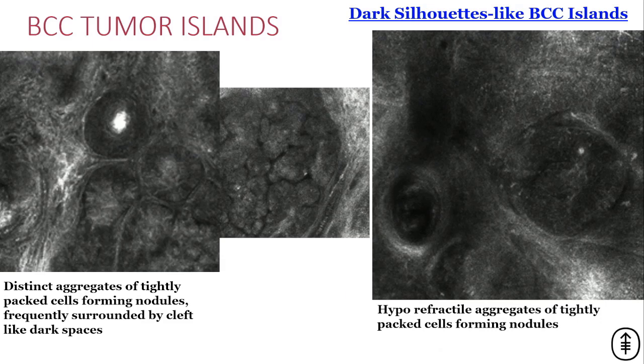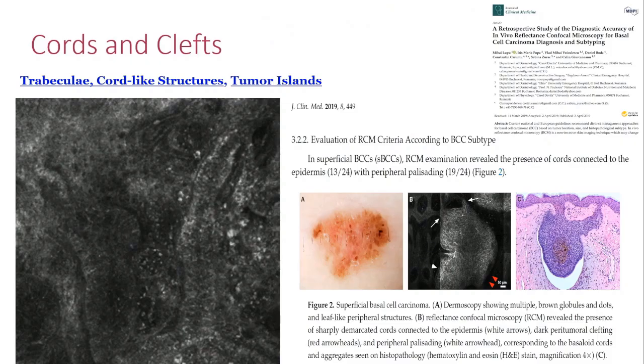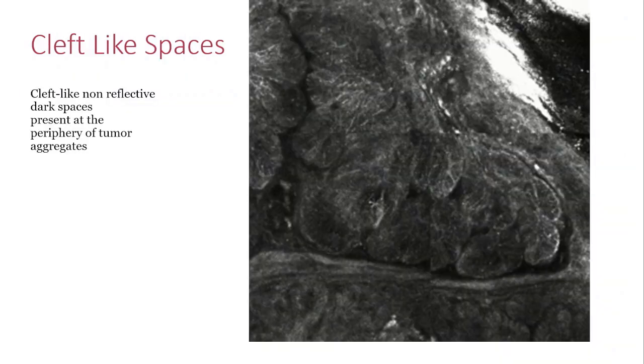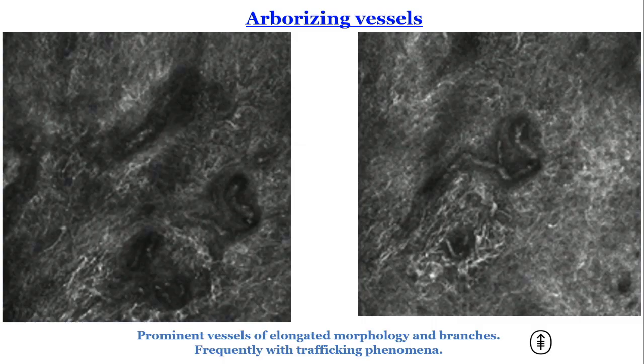These tumor islands are distinct aggregates of tightly packed cells, and they're pretty visible and readily noticeable under confocal. Even for the novice who's just starting, it's sometimes easy to recognize these patterns. So the learning curve is not as steep as other modalities may be. We can get into more nuances like chords and clefts, and these are cord-like structures that we see in certain types of basal cell subtypes, including superficial subtype and pattern. And again, these cleft-like spaces are really visible.